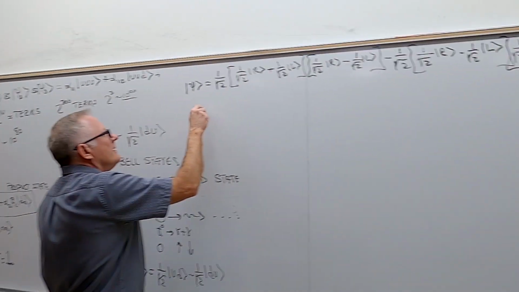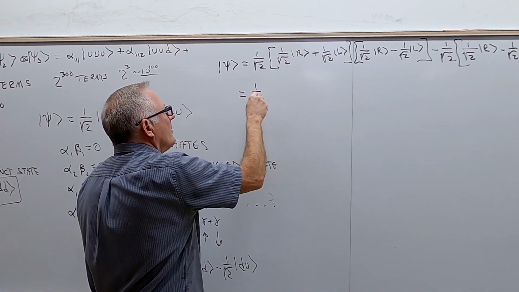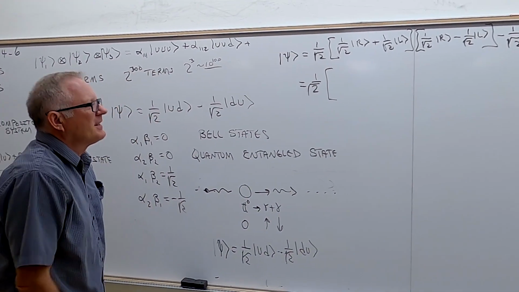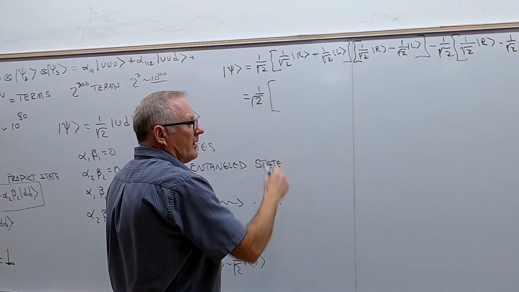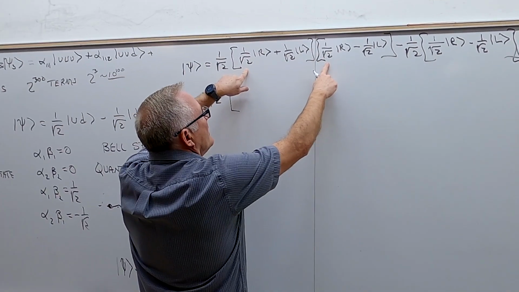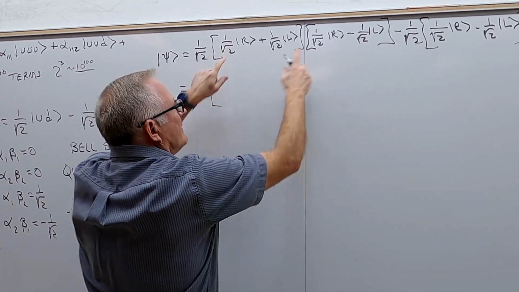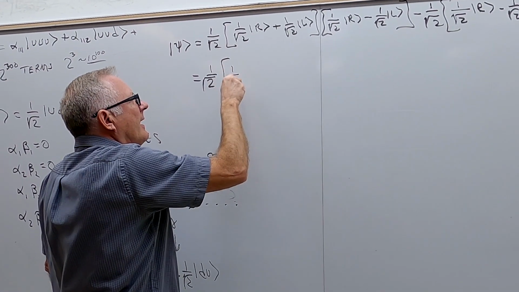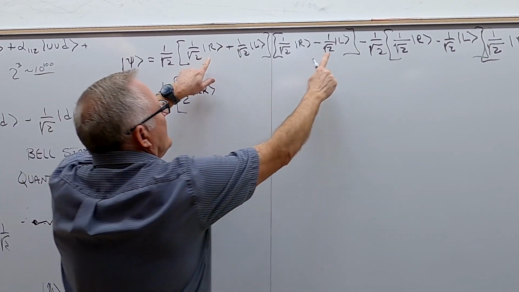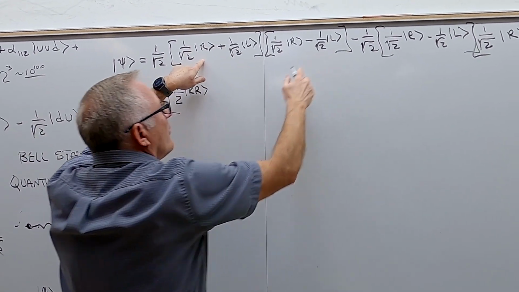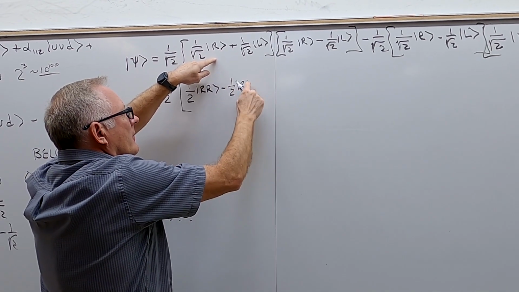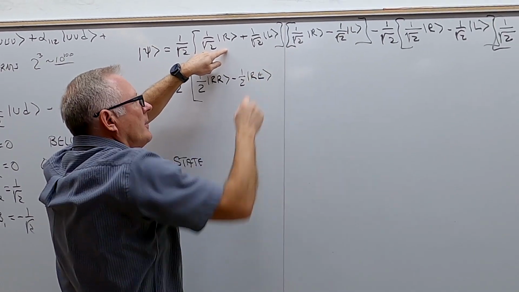Okay, so now, what's that give me? 1 over the square root of 2. I'll just leave the 1 over square root of 2 out, and I'll put the other ones together. So what I have to do, I just have to start multiplying these out. These two give me a 1/2 right. These two give me a minus 1/2 right left. Remember, the order matters.